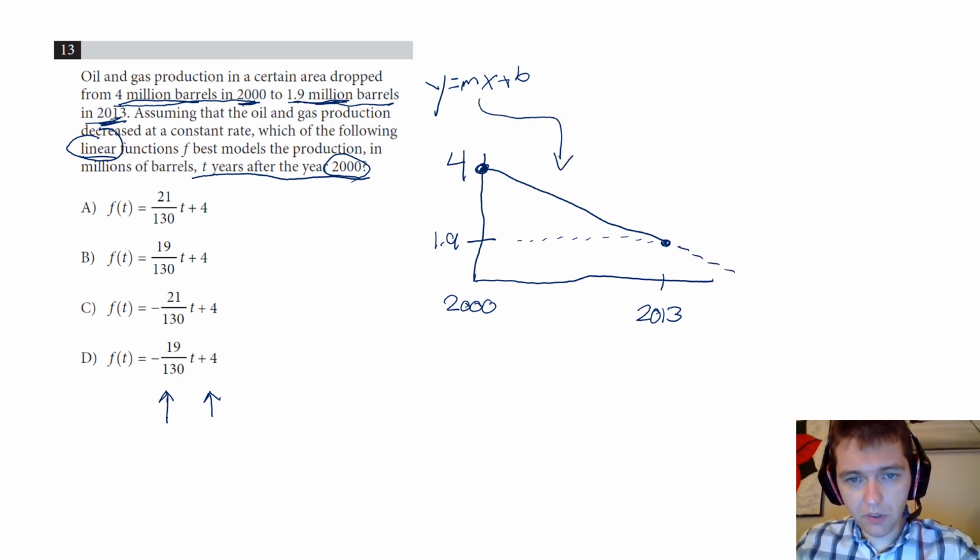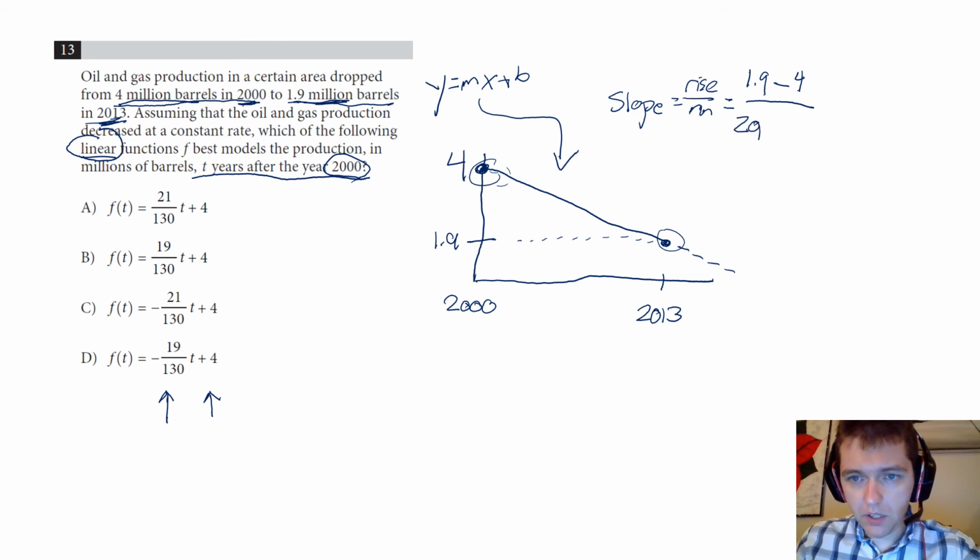So find the slope of this line. Slope is equal to rise over run, which means the y of the final point, which is 1.9, right? Minus the y of the first point, which is 4, divided by the final point 2013 minus the first point 2000. So that's equal to 1.9 minus 4, negative 2.1, over 2013 minus 2000, which is 13 years. So there's your slope. And your intercept is, since we're starting our graph right at 2000, your intercept is clearly 4.